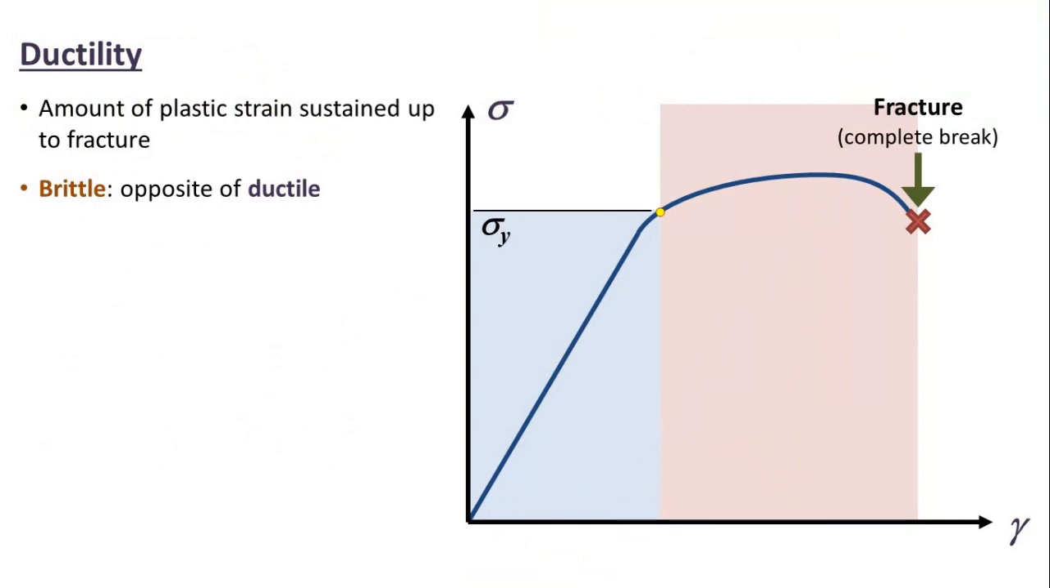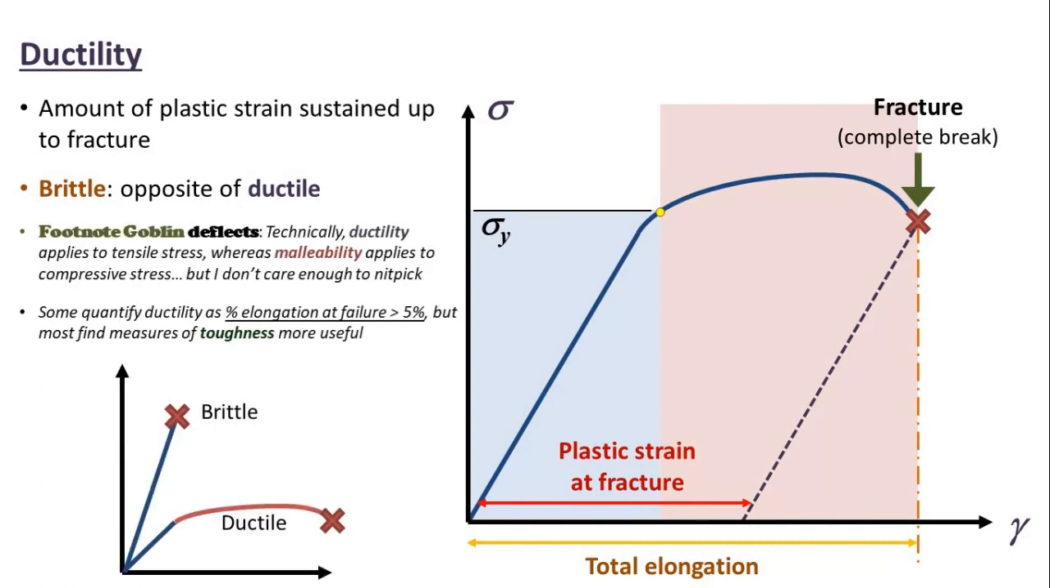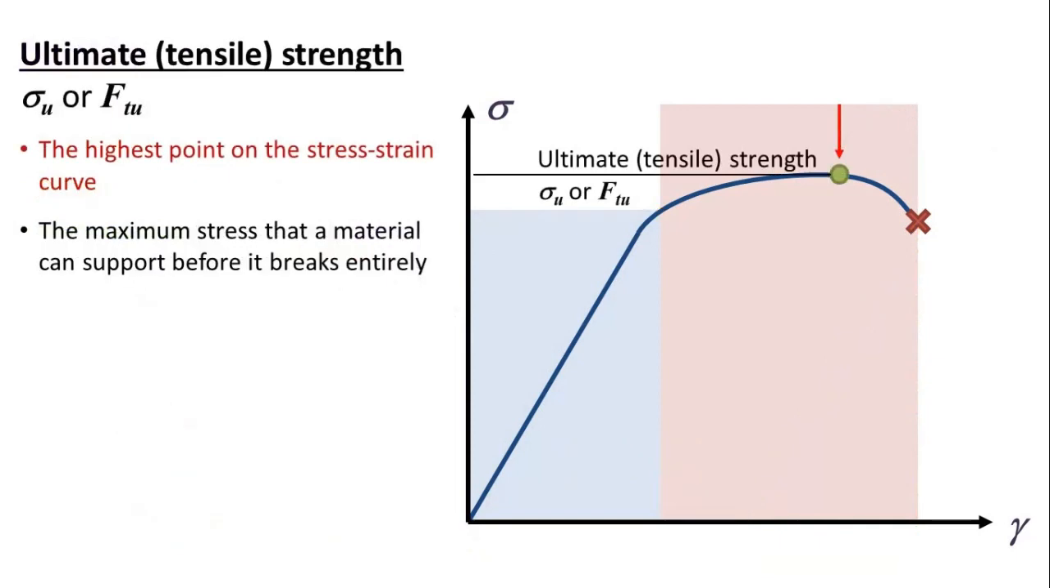The curve terminates. Ductility is described as the amount of plastic strain sustained up to fracture. A material that is brittle, like glass, may have almost no room for plastic deformation before fracturing, whereas a material that is ductile has a broad plastic deformation regime. The highest point on this curve, that's the ultimate strength, or the maximum stress an element can withstand without breaking.